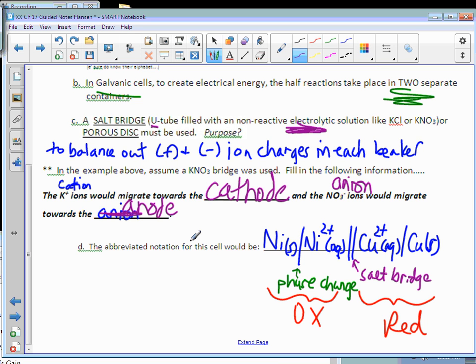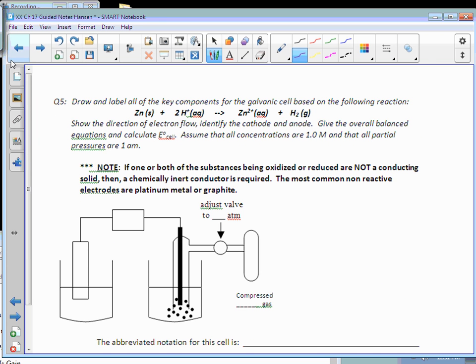I hope this filled in some of the gaps about what electrochemistry is all about. Do not worry about the rest. We're going to do this fun stuff in class.